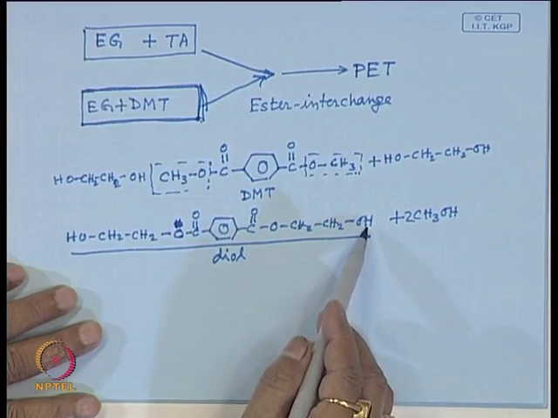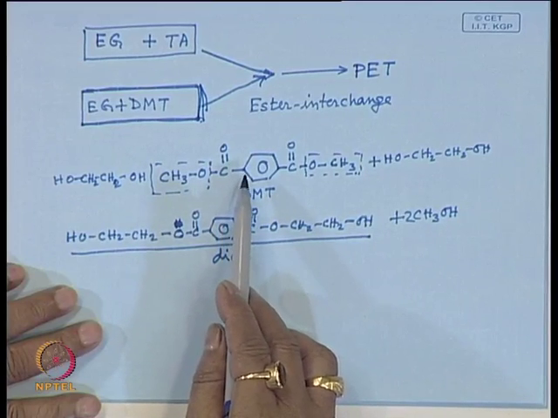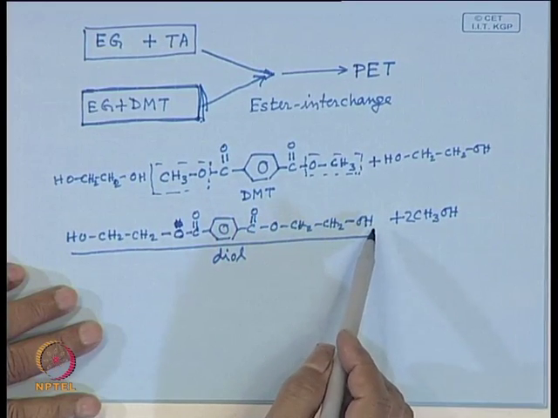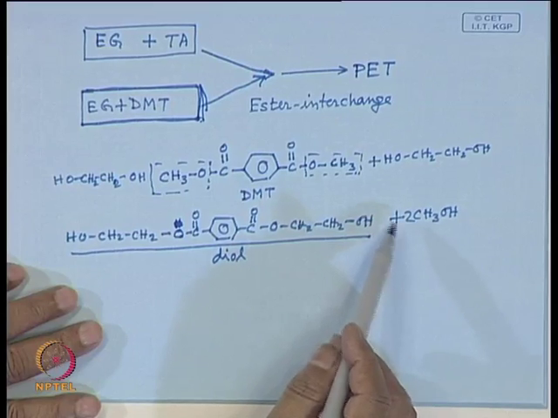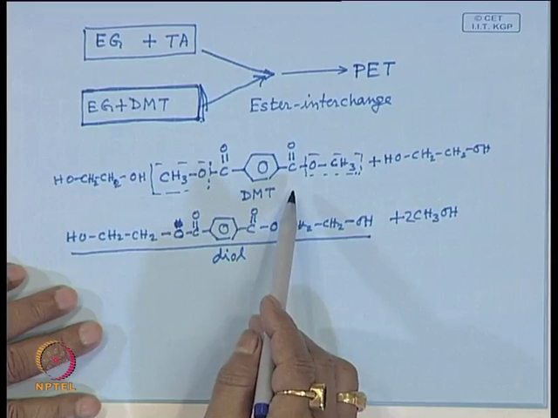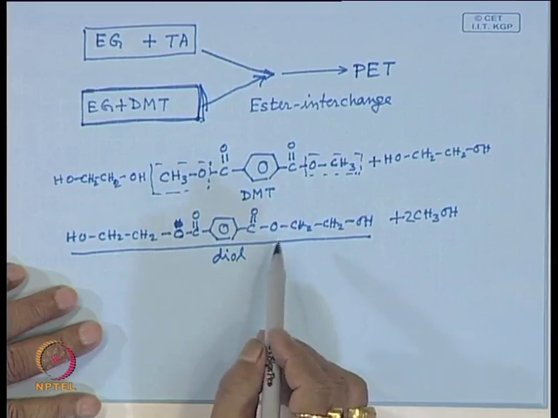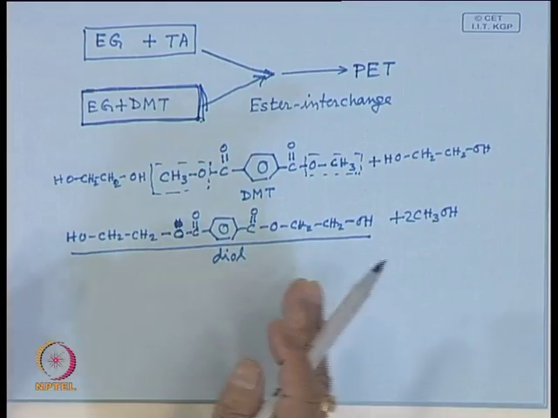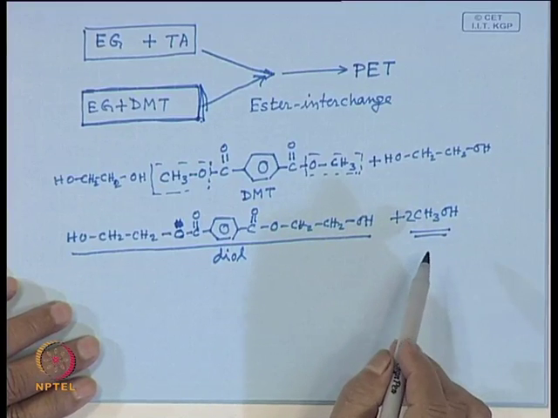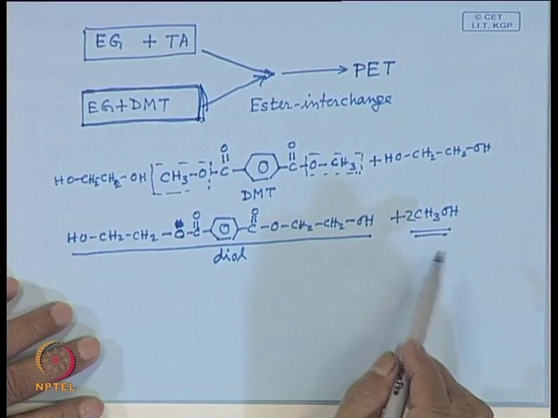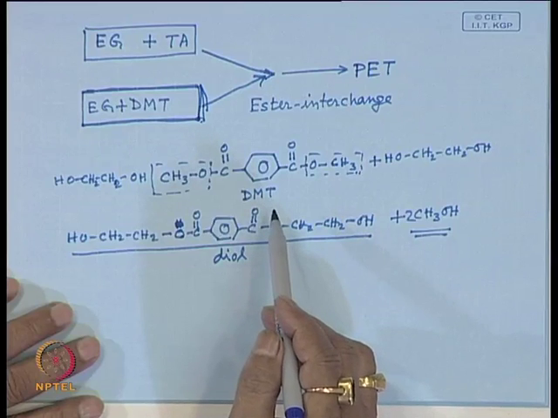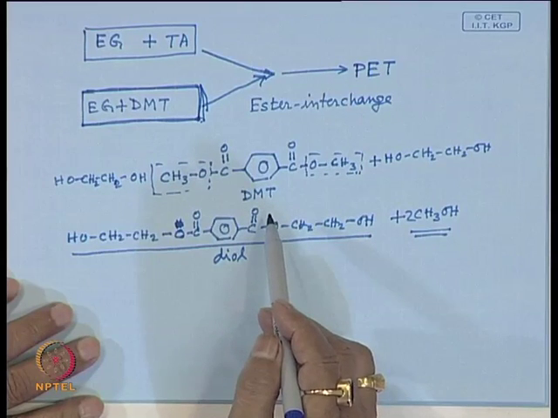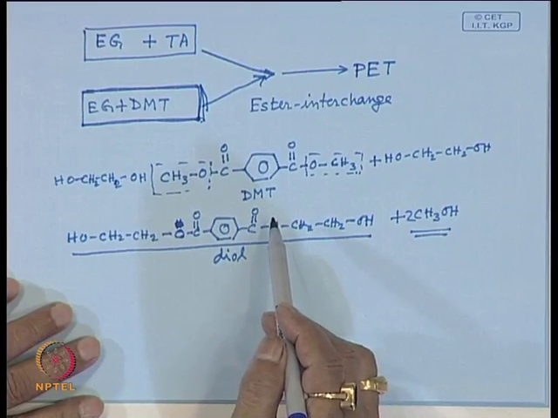This will further react with this kind of thing, or it can react with another DMT molecule. Ultimately, gradually this unit grows bigger and bigger and bigger, by which time methanol is produced. So, this is the simplest way of viewing the synthesis of this polyethylene terephthalate.